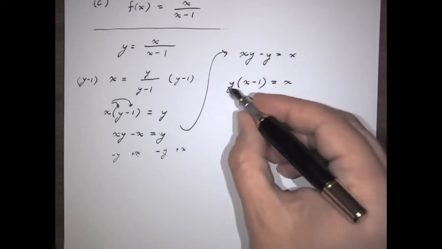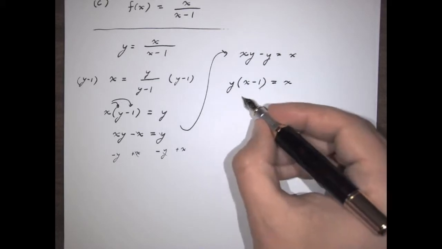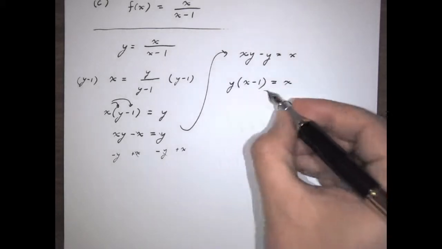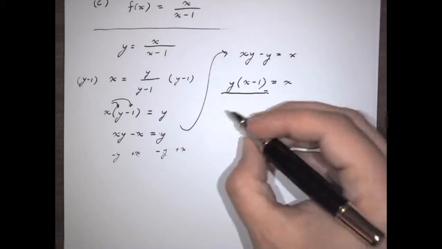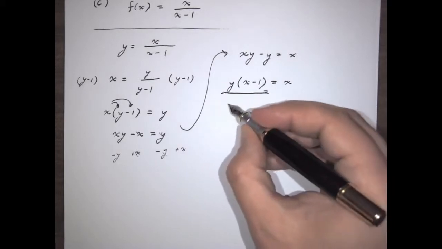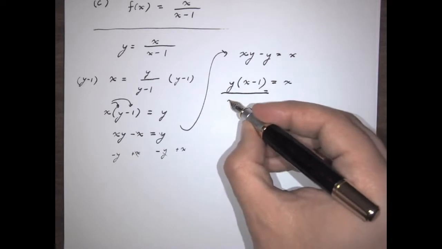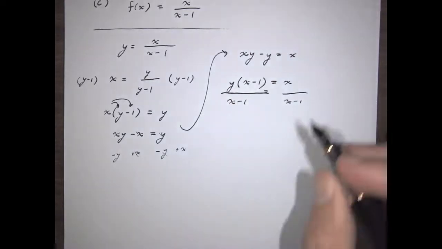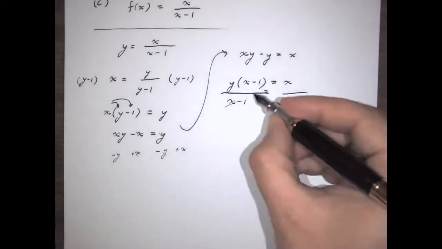And when I've got it down to just one copy of y, I can solve this for the y by dividing by the thing that is next to the y. So here I divide by the x minus 1, and that'll cancel.